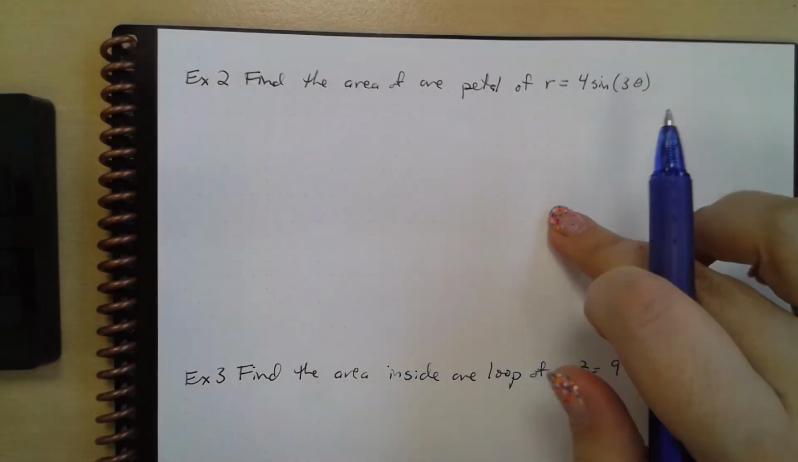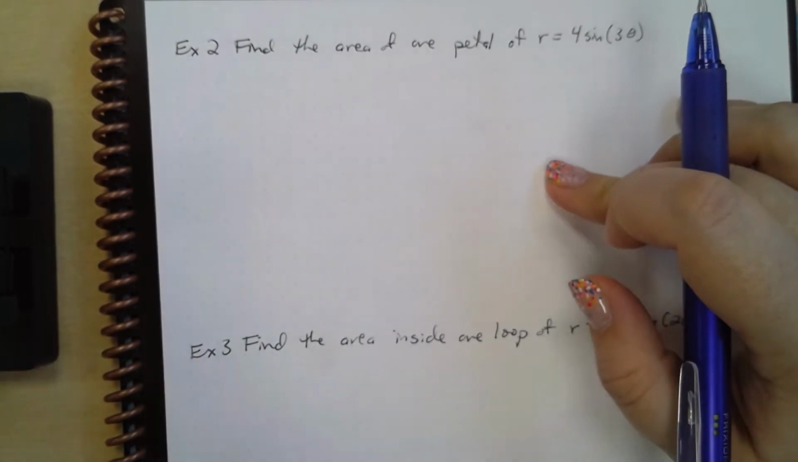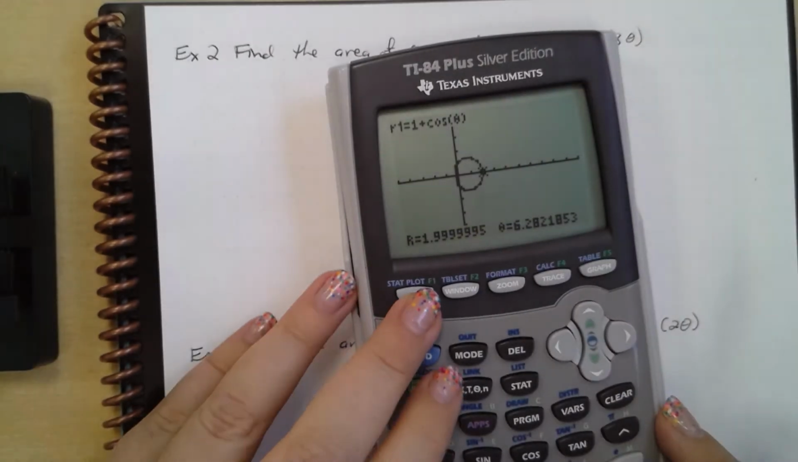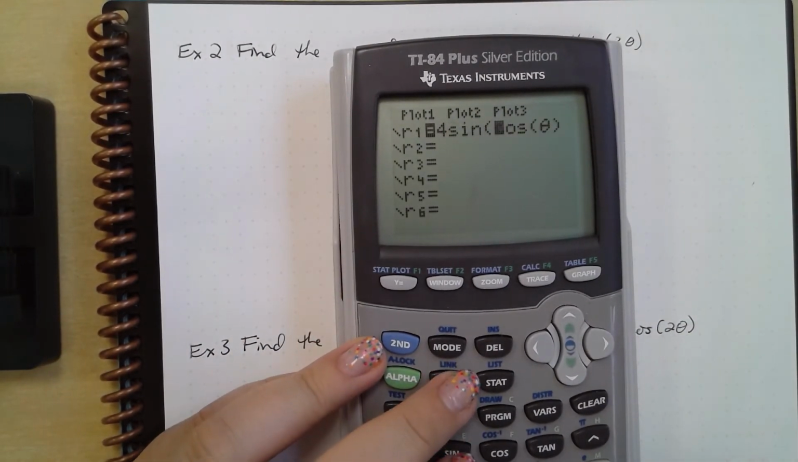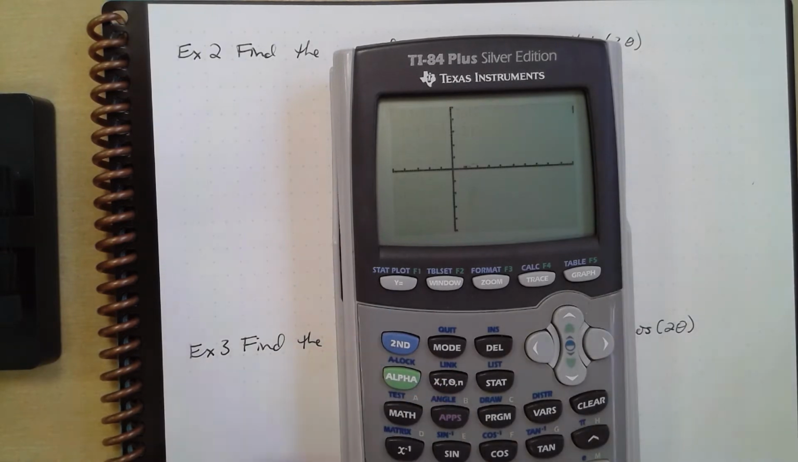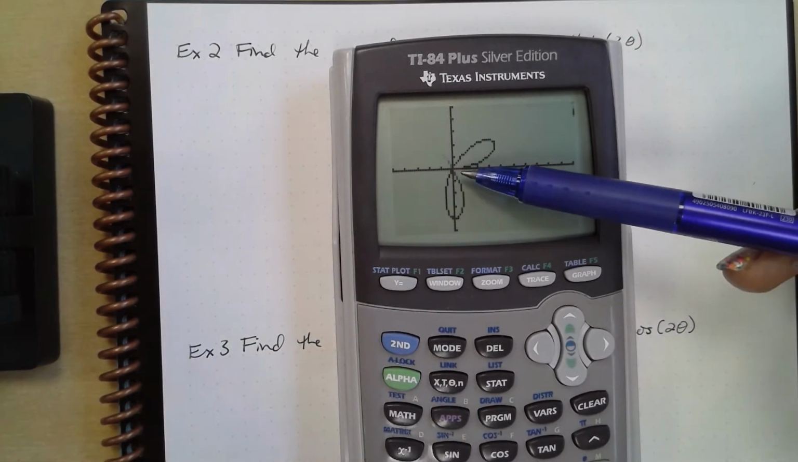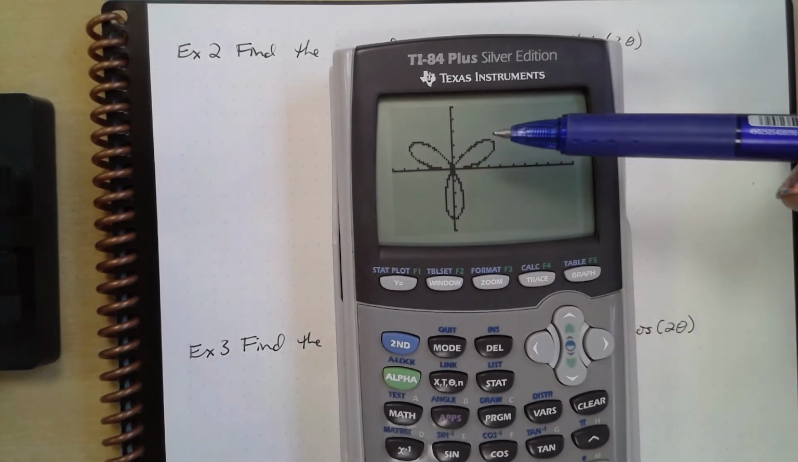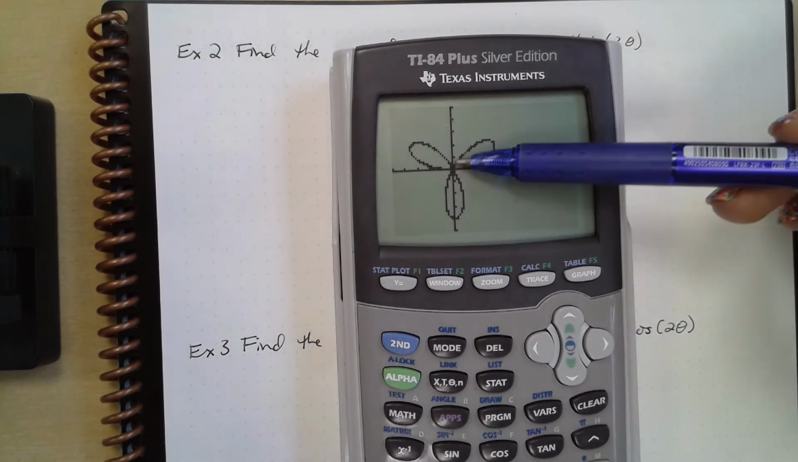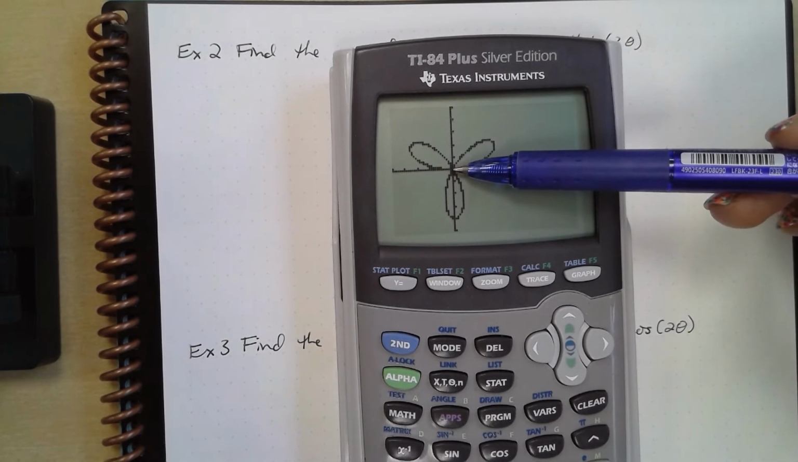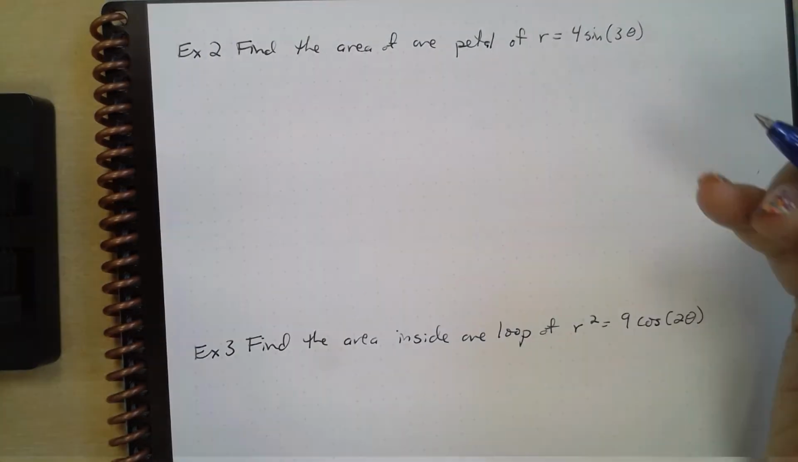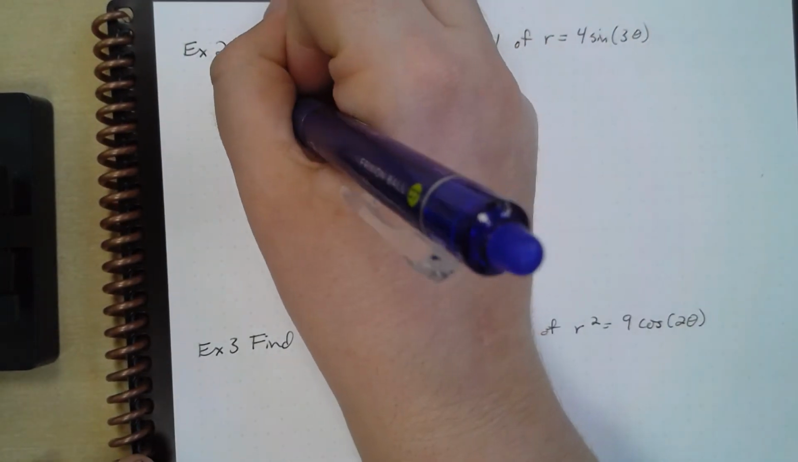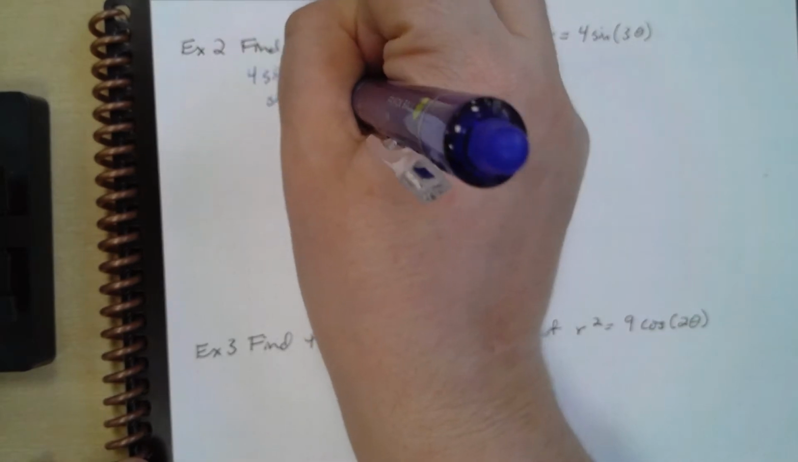We want to find the area of 1 petal of r equals 4 sine of 3 theta. If I graph that, I'll do that right now. So we've got 4 sine of 3 theta. Beautifully, I have 3 petals there, right? And we want to know when one petal begins and ends. To do that, we need to know when it's going to be equal to 0. So we can set 4 sine of 3 theta equal to 0. We divide by 4, and we get sine of 3 theta equal to 0.